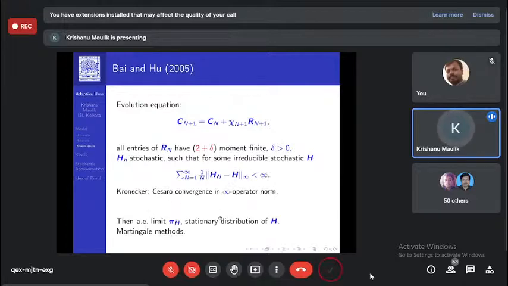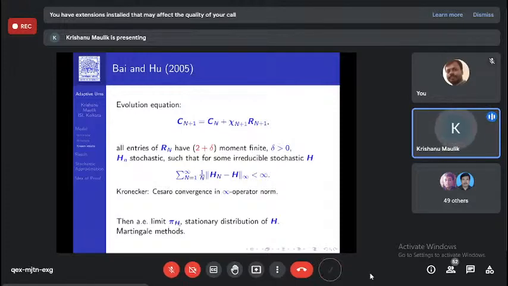And under this setup, they show that H has an almost sure limit, and the limit is given by pi H, which is a stationary distribution in the sense of Markov chain. And if you don't want to use Markov chain language, what does it mean? So recall, H is an irreducible stochastic matrix, so all the row sums are 1. So if you look at all the eigenvalues of H, the eigenvalue with the largest real part is actually 1. It's a real eigenvalue and it's 1. It has multiplicity 1. And all its left eigenvectors will have all coordinates strictly positive.